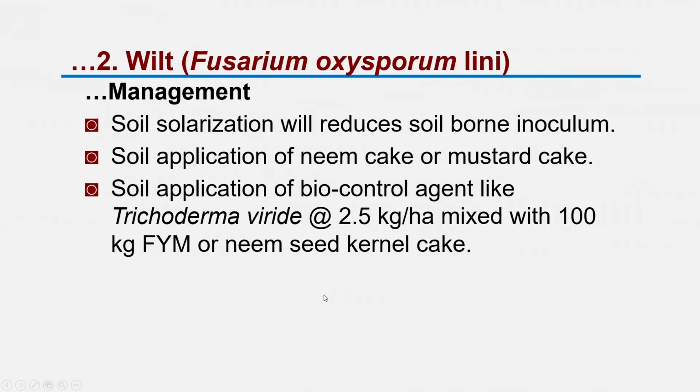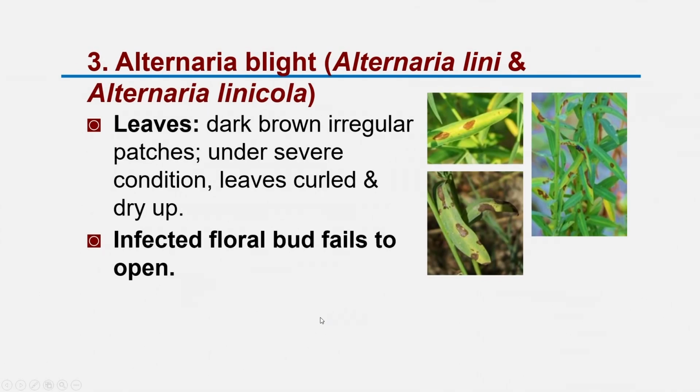And other management options are soil solarization, which will reduce the soil-borne inoculum of wilt, soil application of neem cake or mustard cake, and soil application of biocontrol agent like Trichoderma viride at the rate of 2.5 kg per hectare mixed with 100 kg FYM or neem seed kernel cake, and then it should be broadcast and spread uniformly in the field. Now, next disease is Alternaria blight.